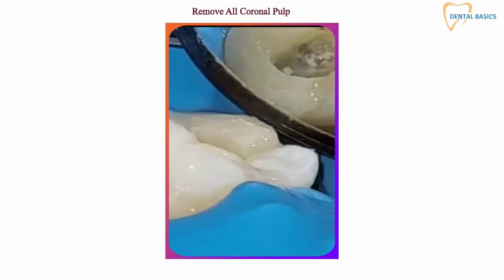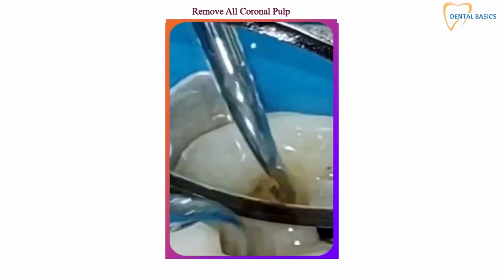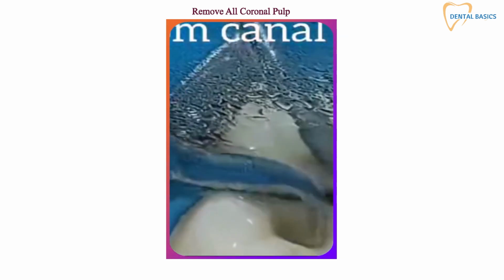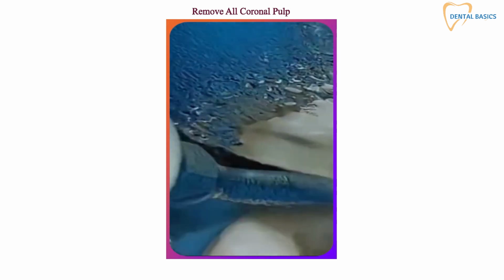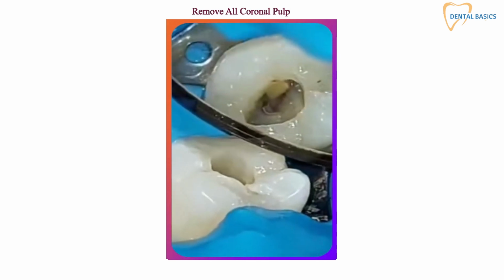To gain access to the root canal system, it is necessary to remove all coronal pulp tissue, both vital and necrotic. This ensures complete debridement of the pulp chamber.